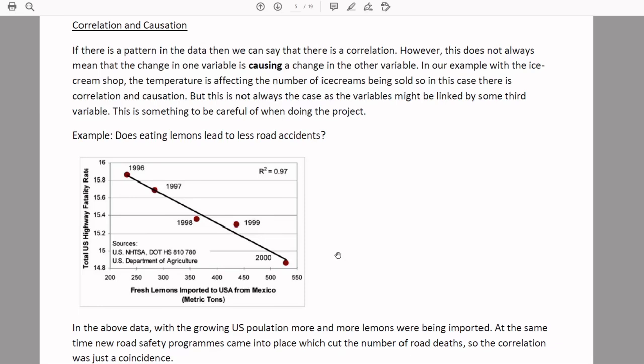So we have to always be careful that, okay, we've got correlation, but does it mean actually we've got causation? Is one causing the other one? Okay, so that's something to watch out for. You would need some other evidence to prove causation.